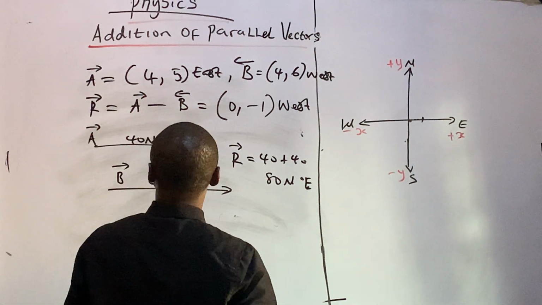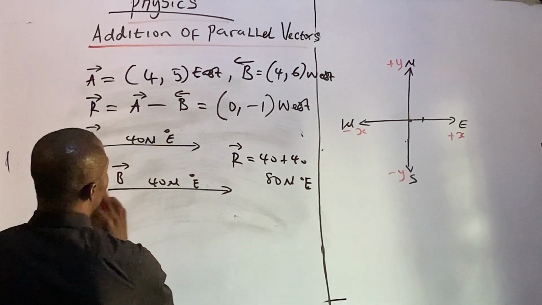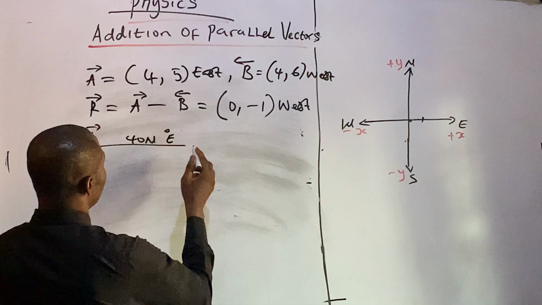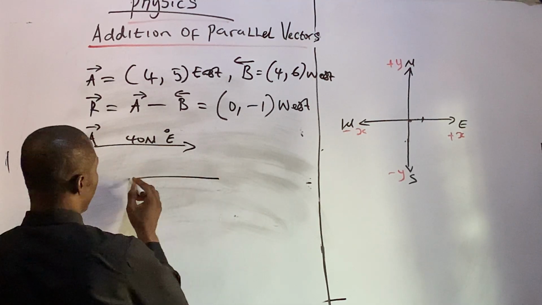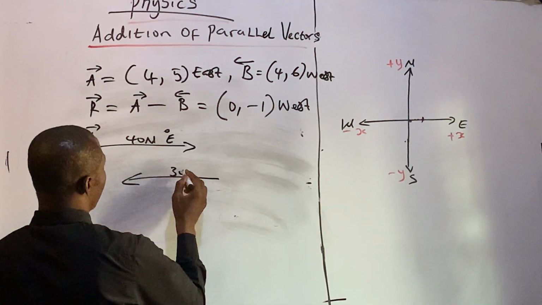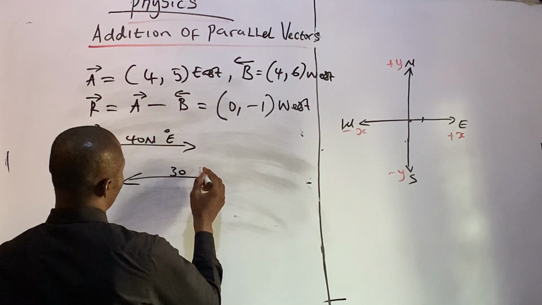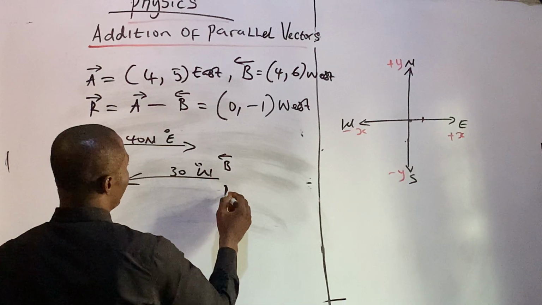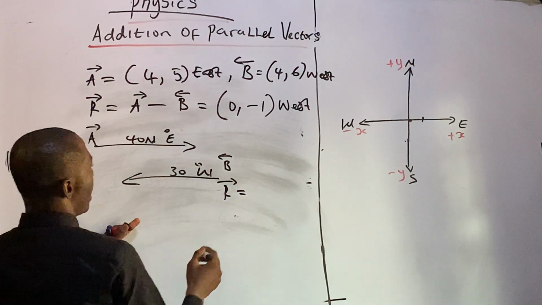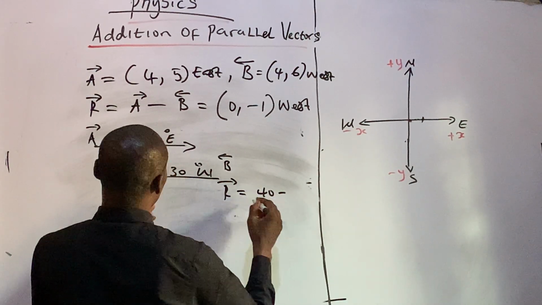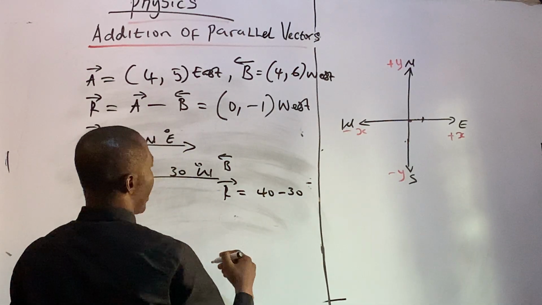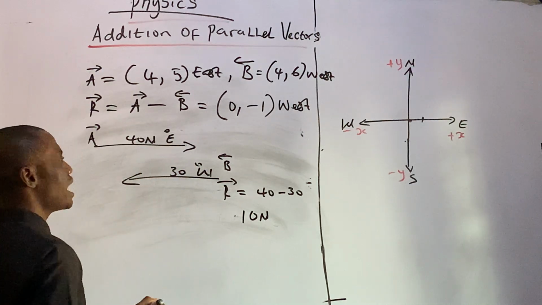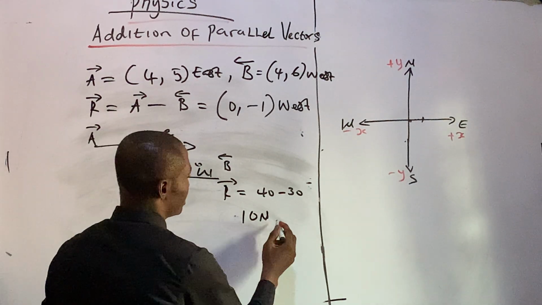But if the vectors are moving in opposite directions, let's leave the 40 Newton to the east, and then another vector, let's say 30 Newton to the west, and this is vector B. Now, the resultant vector is simply 40 minus 30, so the resultant vector should be 10 Newton directed to the east, eastward.